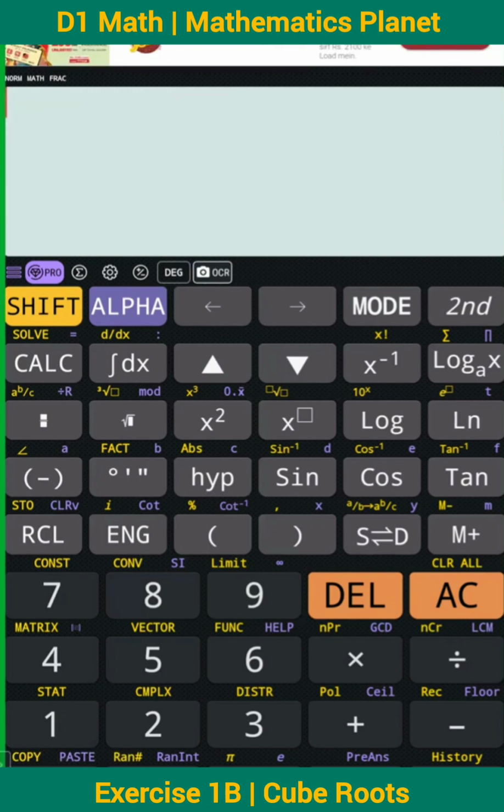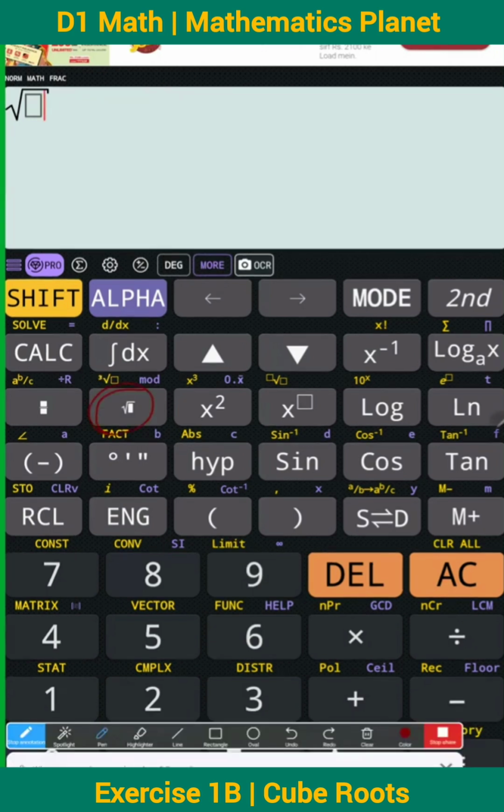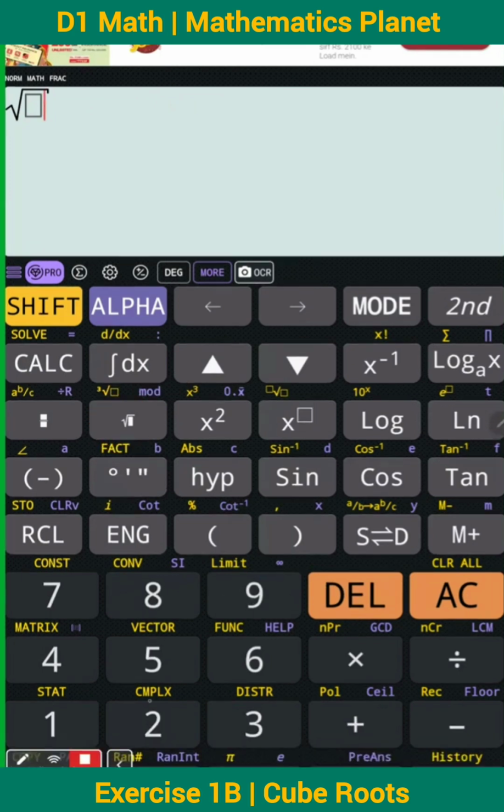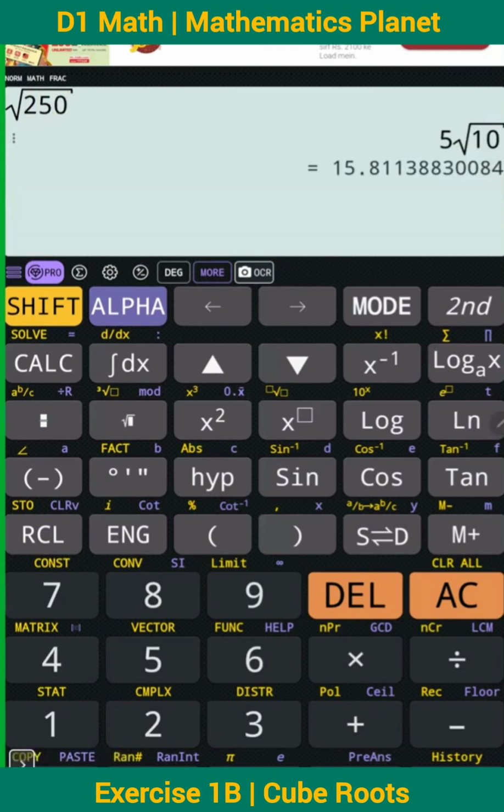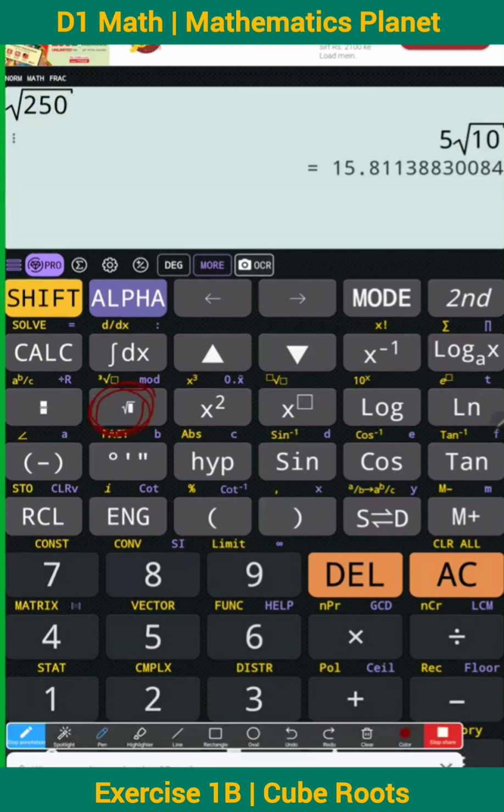There is a sign like this. This is a square root sign. Can you see this sign? Okay, after pressing this sign, we have to write 250 because your number is 250. Then press equal to. So you will get 15.8. So does everyone get 15.8?